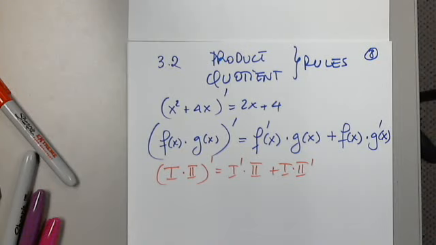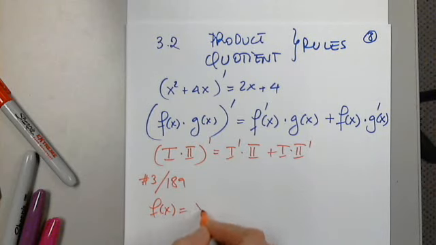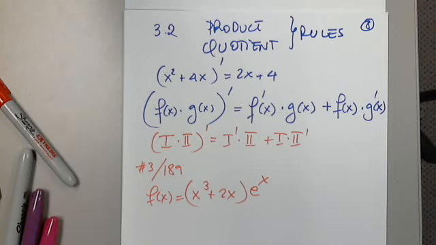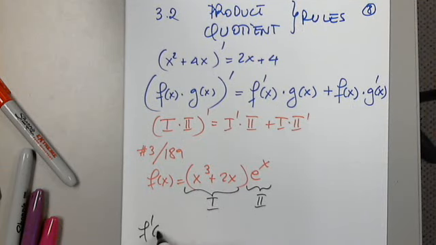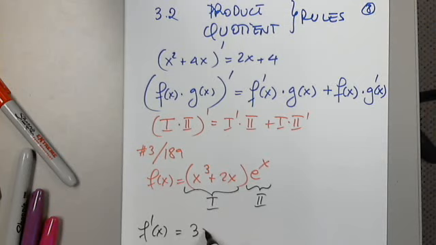Let's look at an example before we look at the quotient rule. Yes, let's look at problem 3 on page 189. So f of x equals x to the third plus 2x, everything multiplied by e to the x. I would say that this is function 1, and this is function 2. And if I want to differentiate and find f prime of x, I will differentiate the first function. Can anyone give us the derivative of the first one? Yes, 3x squared plus 2 times the second function.